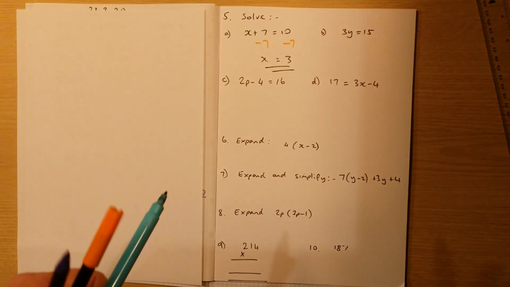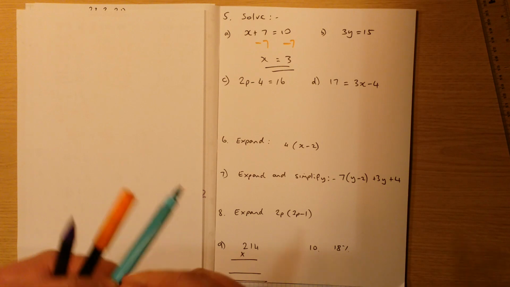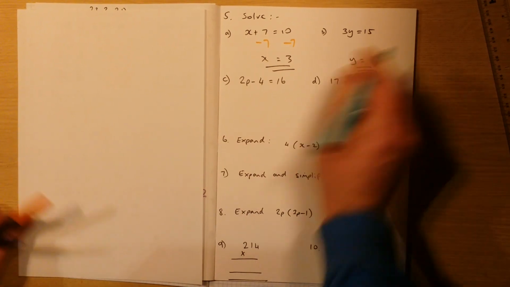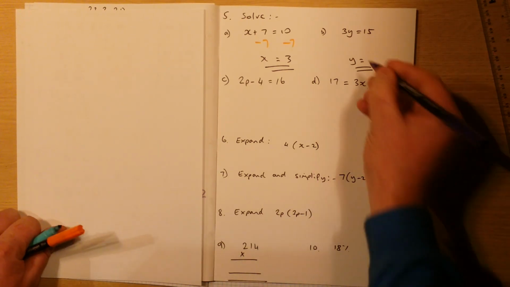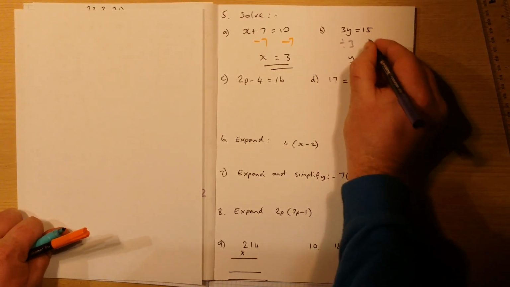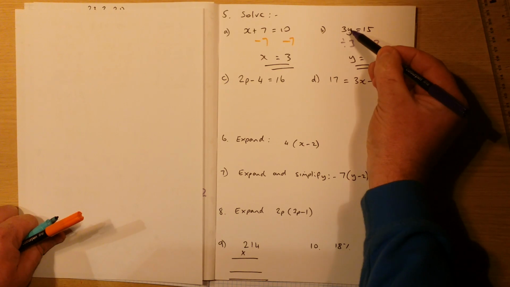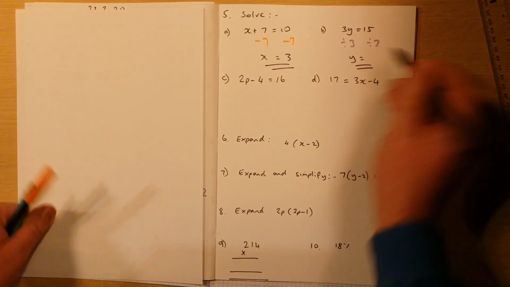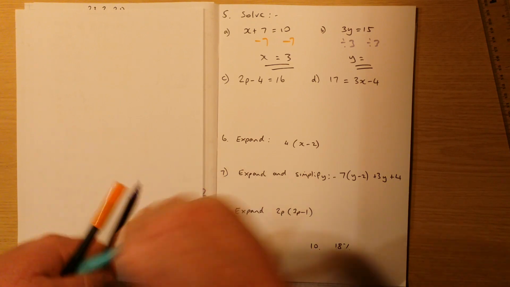Question 5b there, I've got 3y equals 15. Again, I want to end up with y equals something. In order to get there, I have to divide both sides by 3. When I divide this by 3, I end up with y. When I divide 15 by 3, I end up with 5.